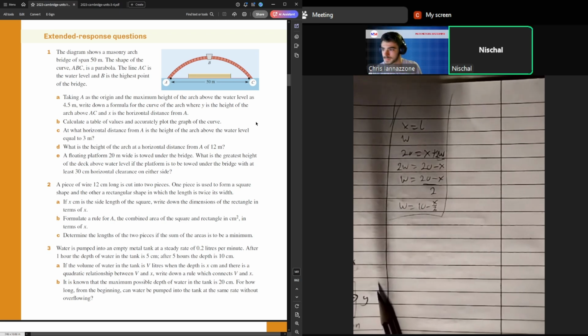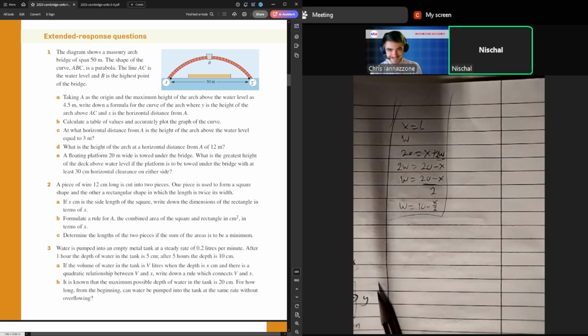Yeah, I'm just trying to remember. So calculating the curve of the arch, I'm just trying to remember the way we do it. So y equals, not mx plus c, right? Ax squared plus bx plus c. You could do ax squared plus bx plus c.